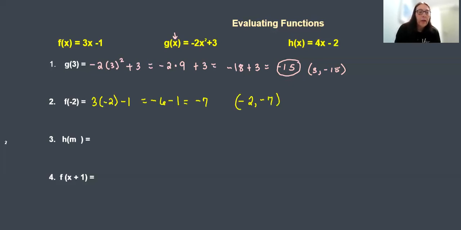Let's take a look at our next one. We have h(m). So we're looking at our h function, and we're saying change x to m. So that's all we have to do. It's 4x, and now it's going to be 4m minus 2. And you're done.